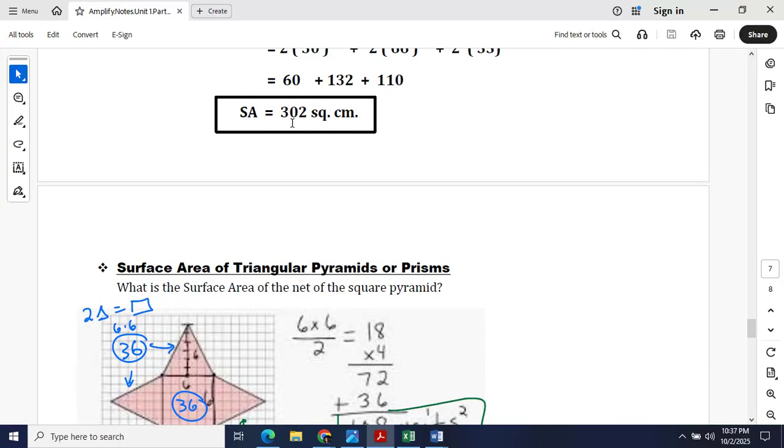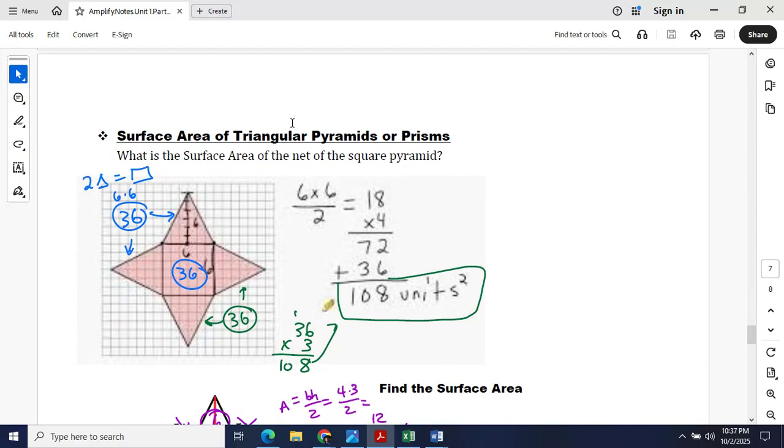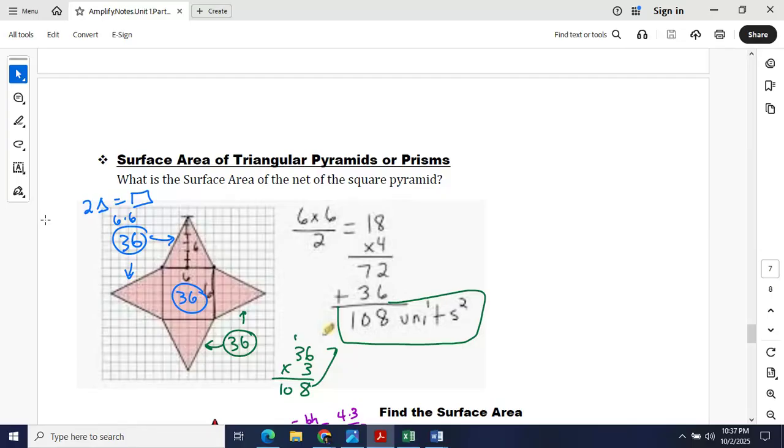Okay, let's take a look at the surface area of a triangular prism or pyramid or prism. Now, I notice it has one base and triangular sides, that makes this a pyramid. This is a square base, so square pyramid. Now, I would find the area of the square. 6 times 6 is 36.